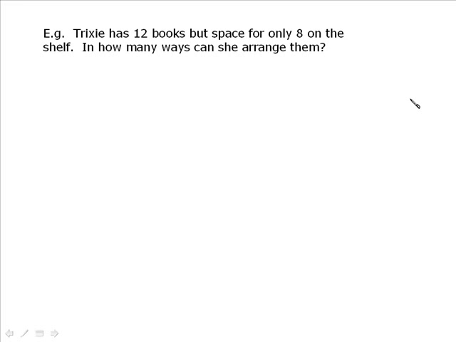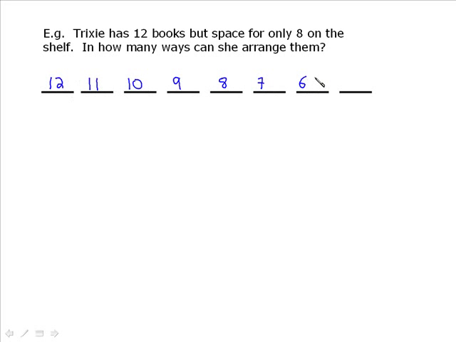So here we are. Trixie has 12 books, but space for only 8 on the shelf. So she's got a real dilemma. In how many ways can she arrange them? Well, you don't need to know anything about factorial or permutations, because all you need to use is the fundamental counting principle and just set it up like this. Trixie will choose 1 of 12 books for the first position, 1 of 11 for the next, 10, then 9, then 8, then 7, then 6, then 5.